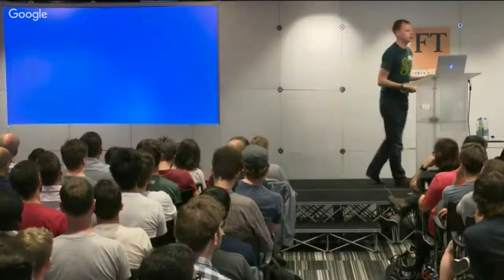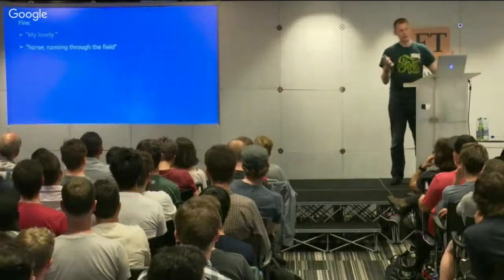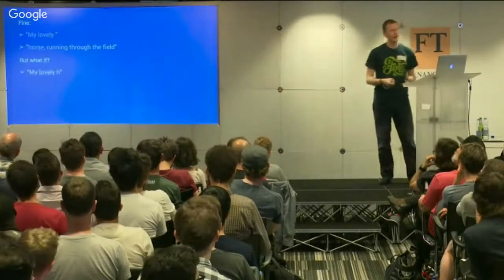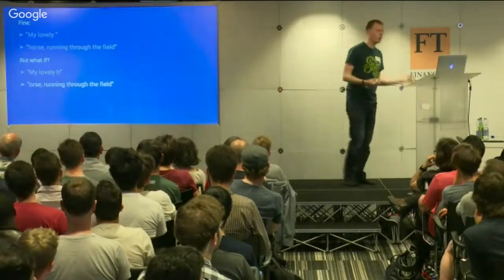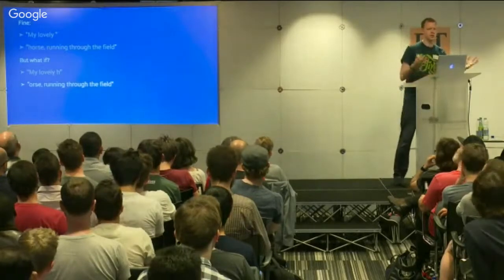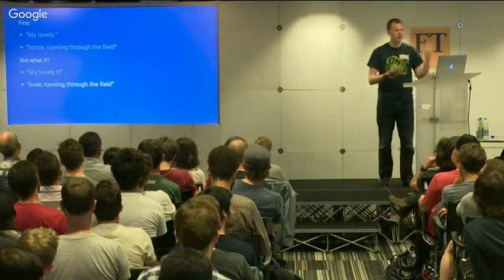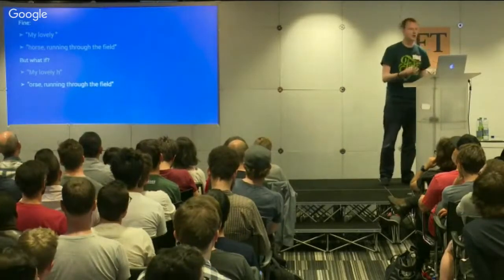It works fine if our chunks are something like "my lovely", no match, "horse running through the field". Yes, we have a match. Great. But what if the chunks are "my lovely hor", and then "se running through the field"? No match. We've missed a match because neither chunk contains horse. So when you're doing things like filtering streams or searching through them, you need to defend against this. You need to defend against the chunks being arbitrary sizes.